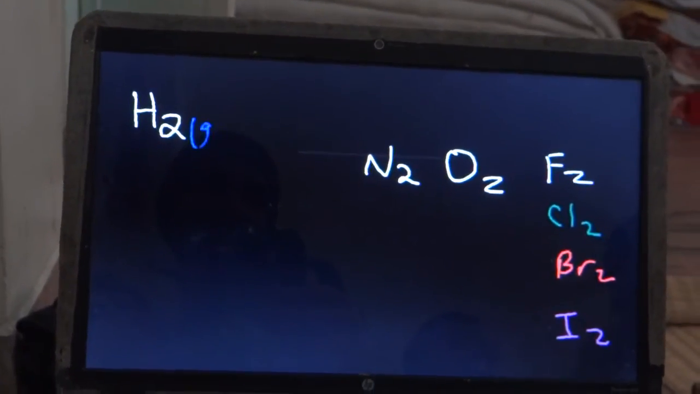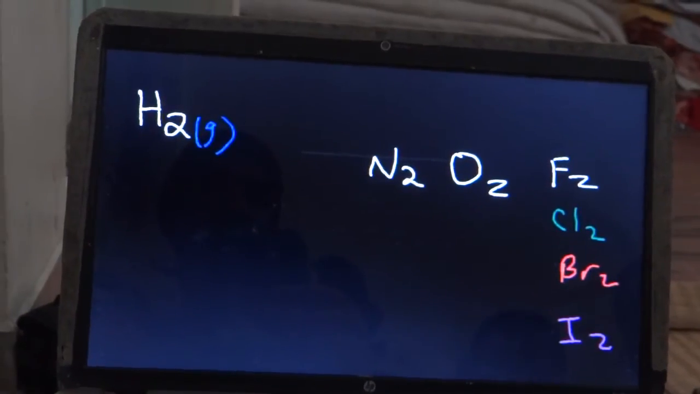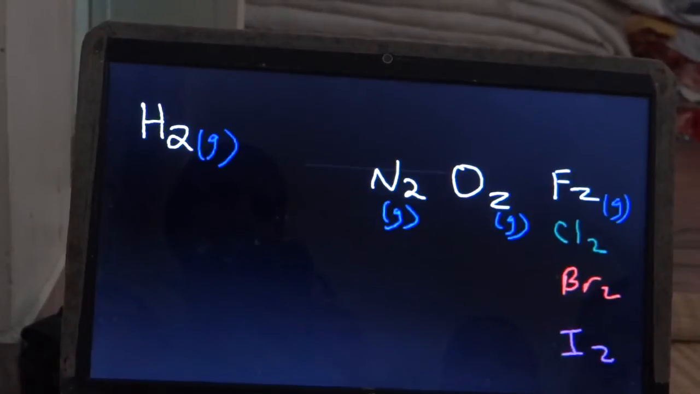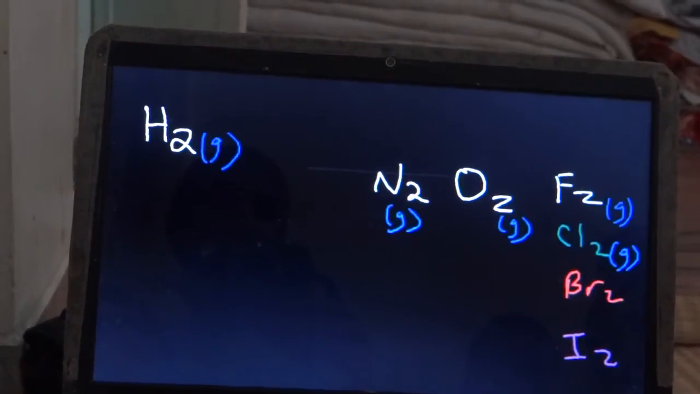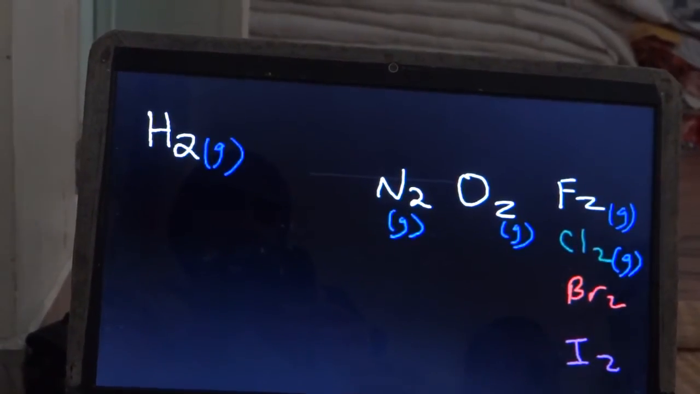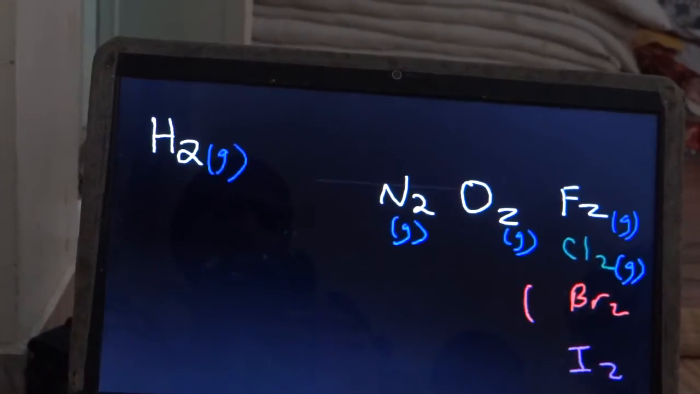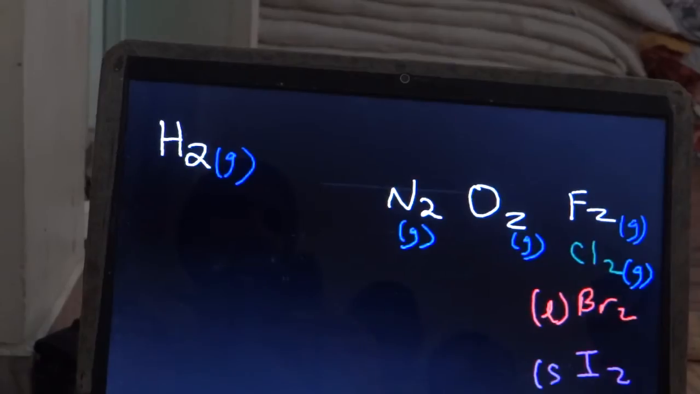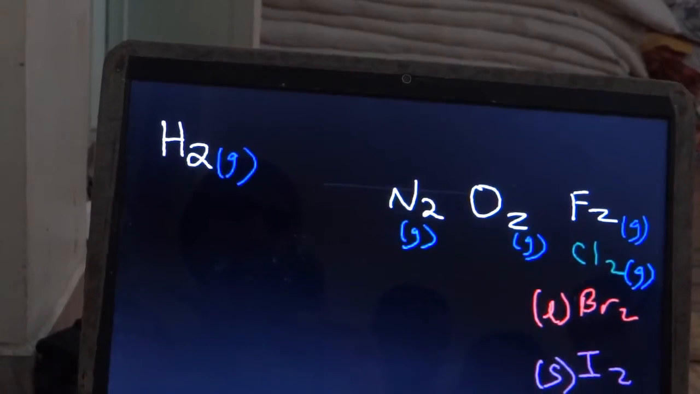Hydrogen is a gas at room temperature. Nitrogen is a gas. Oxygen is a gas. Fluorine is a gas. Chlorine is a greenish gas. Bromine is a red liquid. And iodine is a purple volatile solid.